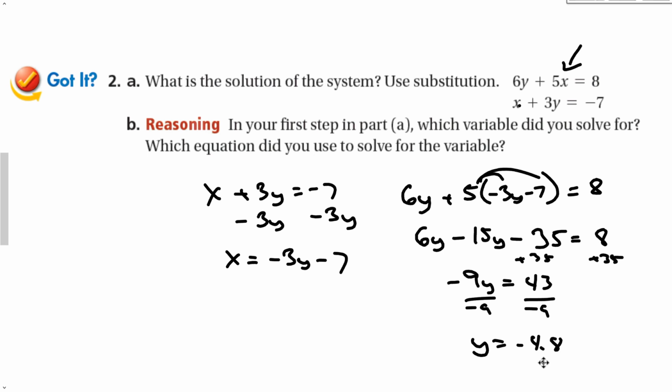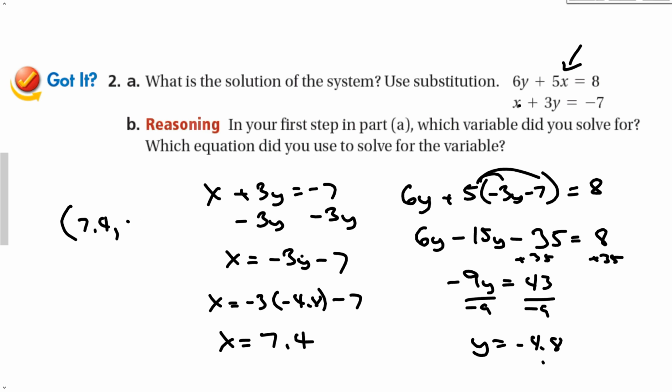Now that I have y, plug it back in. So x is going to be equal to negative 3 times negative 4.8 minus 7, which gives me that x is equal to 7.4. Again, write your answer as a point, which is 7.4 comma negative 4.8. And that is the place where these two lines cross.